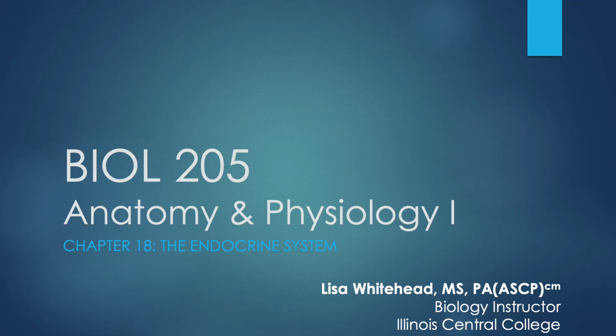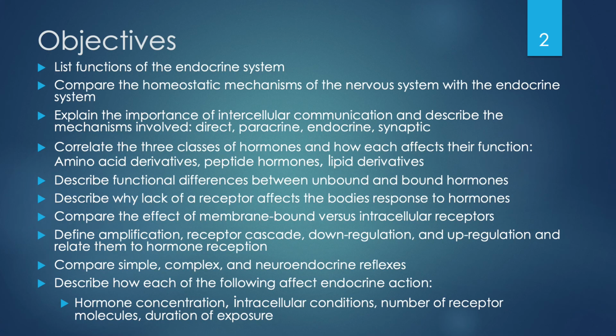This is Lisa Whitehead, and we are looking at the endocrine system in Biology 205 at Illinois Central College. Let's get started. The objectives for today's lecture include to list the functions of the endocrine system, to compare the homeostatic mechanisms of the nervous system with the endocrine system, explain the importance of intercellular communication, and describe the mechanisms that are involved. This includes direct, paracrine, endocrine, and synaptic mechanisms.